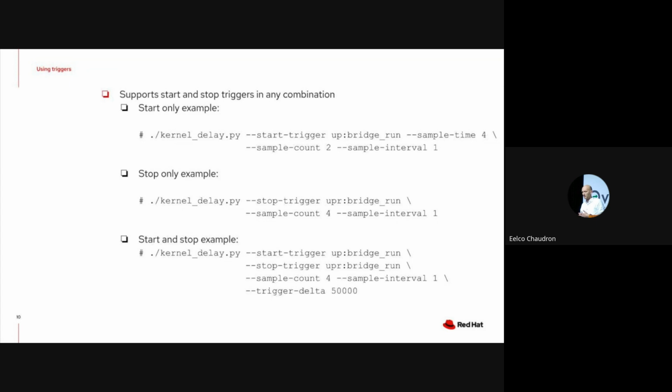The stop only trigger example here will start sampling immediately at start, and then it will stop sampling as soon as the bridge run function returns, with a sample count of 4, which means it will take 4 samples with an interval of 1 second.